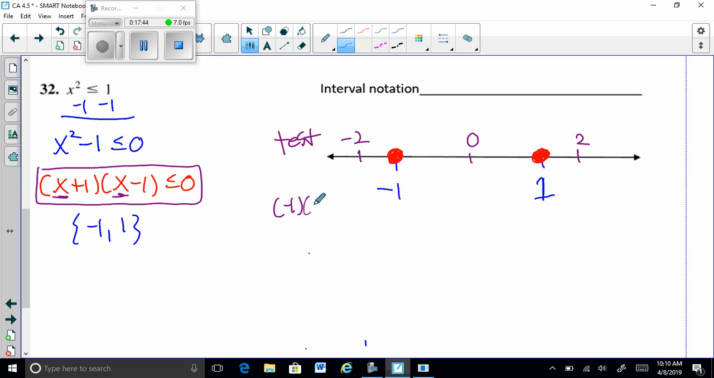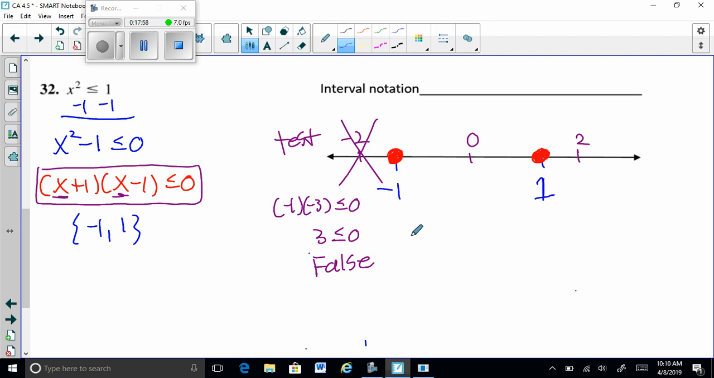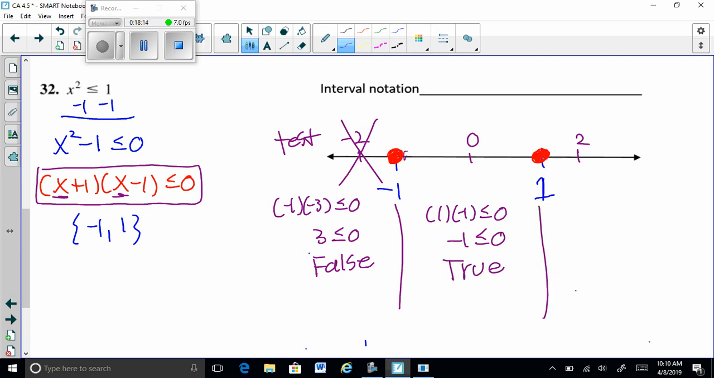So if you plug in -2 here, you're going to get -1 times -3. So -1 times -3, is that less than or equal to 0? Well, negative times a negative is positive. So 3 is less than or equal to 0. That is false. So we don't want to shade that. Okay. And then here we're going to plug in 0. And so that's just going to end up with 1 times -1. Less than or equal to 0. -1 is less than or equal to 0. That one comes back as true. So this one we do want to shade that interval right there.